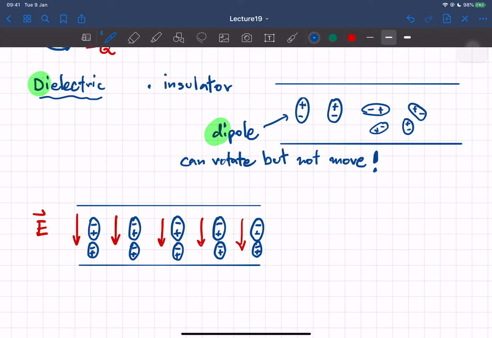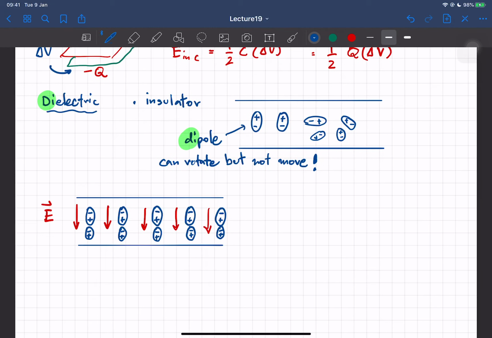And this is because the positive side is pushed by the electric force because of the electric field. And the negative side is pushed in the opposite direction, right, because it's negative charge, and it's going to be pushed up, right? So in the end, the electric dipoles in the dielectric will orient themselves like this.